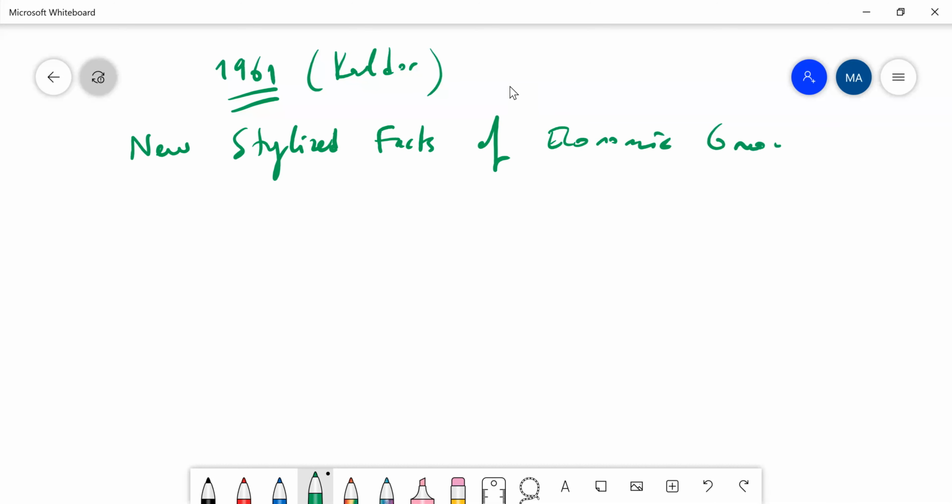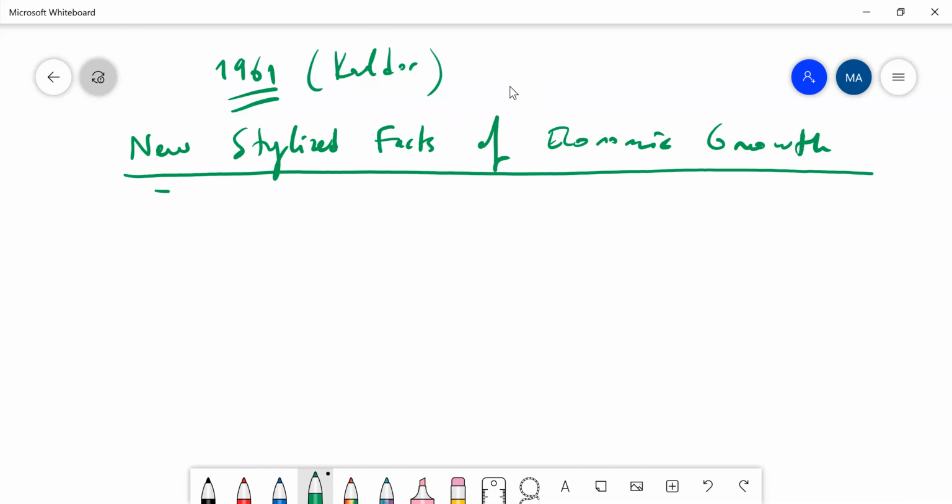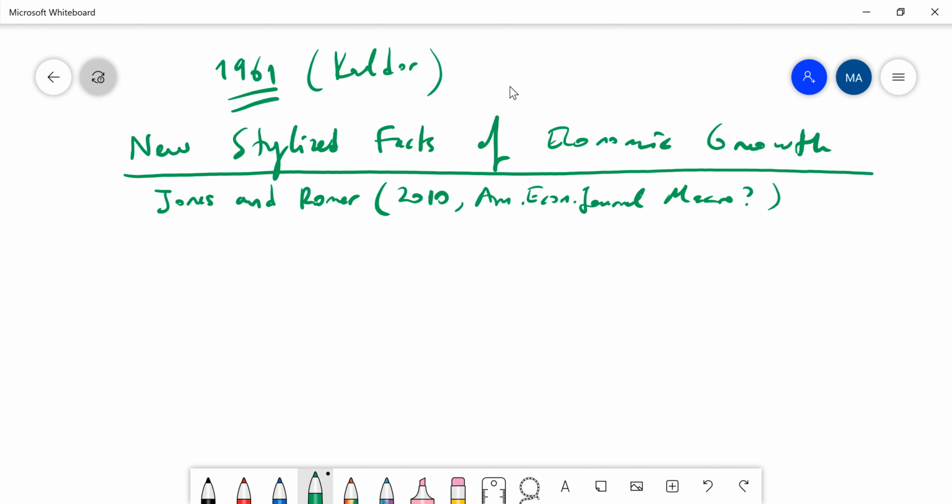New stylized facts of economic growth. Now here I'm basically using a paper by Jones and Romer. It's 2010. I think it is American Economic Journal, Macro. I'm not sure about that, but I'm going to post this paper online so you can read the paper. So these guys identify some new stylized facts.